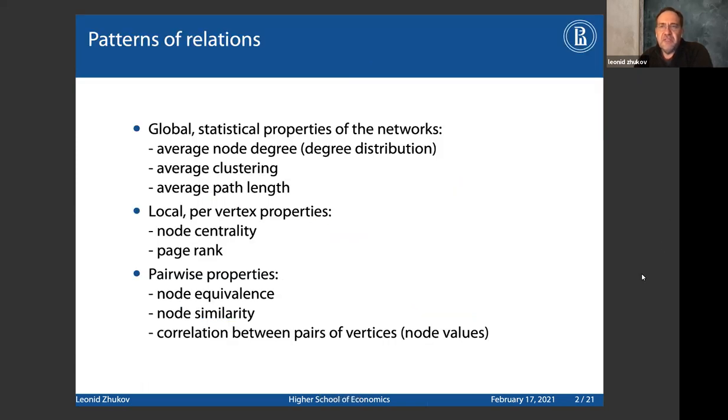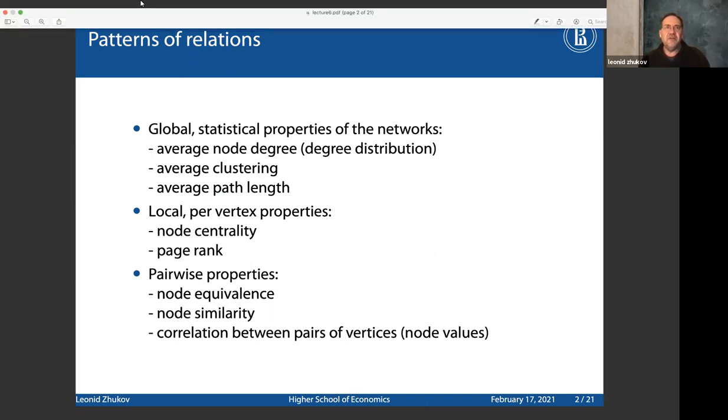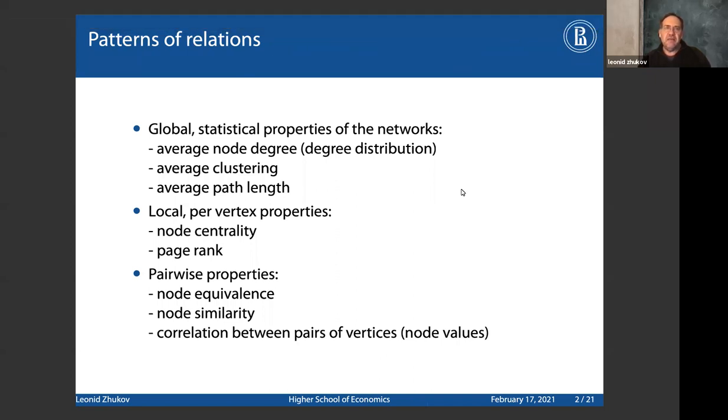So far we talked about statistical properties of the networks. We talked about average node degree, about degree distribution, about clustering, path length. So we learned how to characterize networks from that statistical perspective. We also discussed various local properties, properties per vertex, things like node centrality metrics. We calculated PageRank. So we know how to rank nodes in the network.